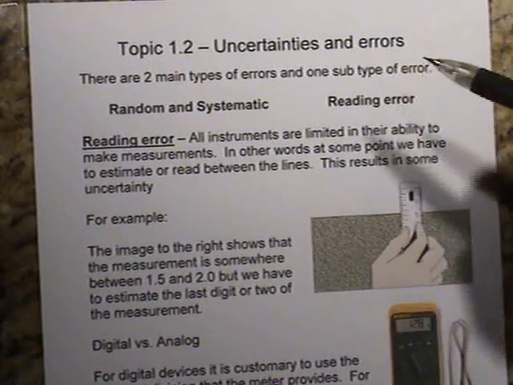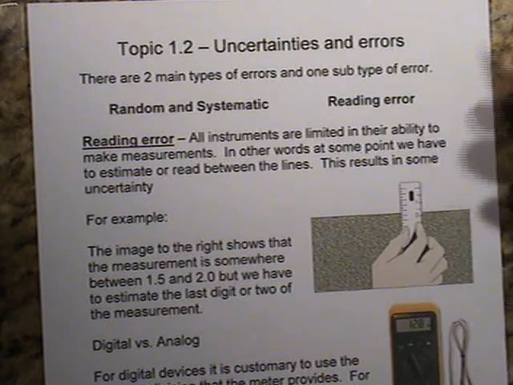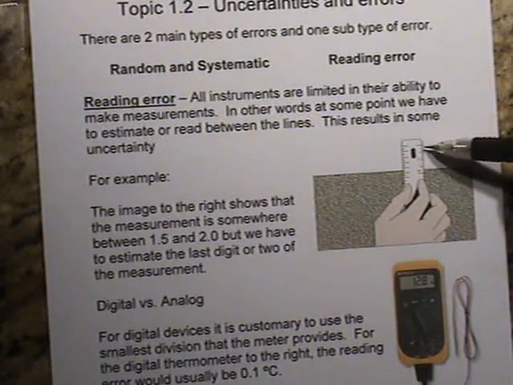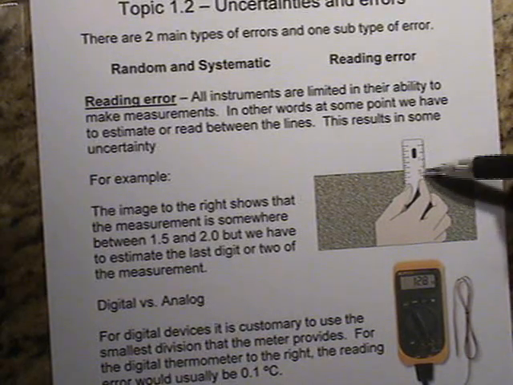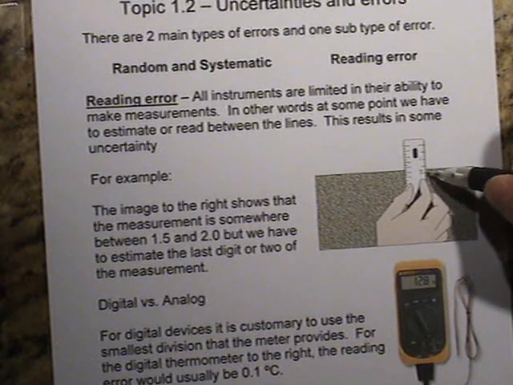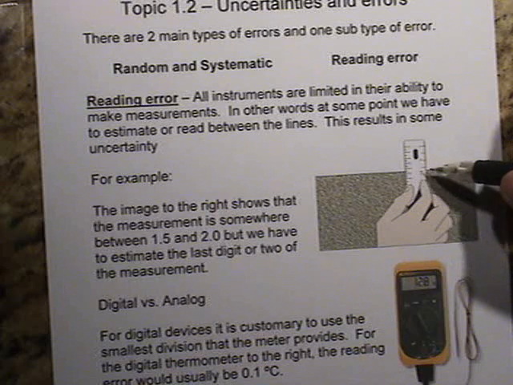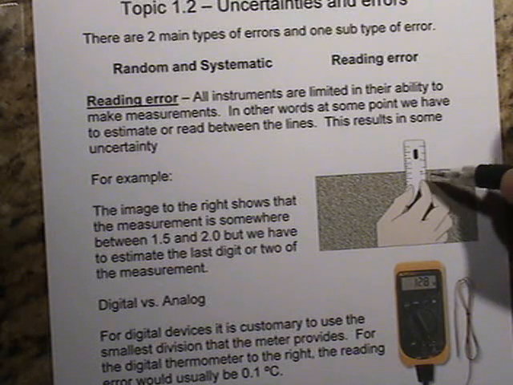The reading error is very simply the idea that any instrument that you could read is limited in its ability to make a measurement. In other words, at some point we are going to have to read between the lines. Using a ruler as an example, the picture on the right shows a measurement with 0 right here, and unfortunately it's in inches: 0, 1 inch, 2 inches. If we look at where the piece being measured ends, it ends up between 1.5 and 2.0. So we can either say that it's 2 or 1.5, or we can do something a little bit better, which is to try to read between the lines.